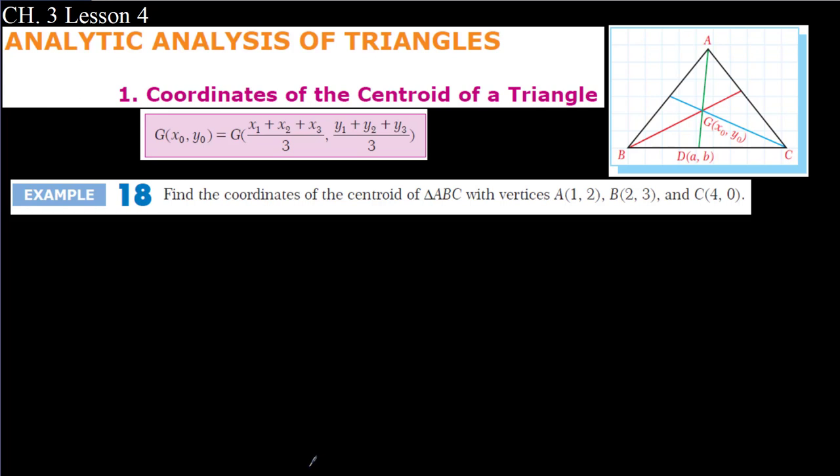Hi dear students, this is the fourth lesson about chapter 3. It is analytical analysis of triangles, and the first part of it is the coordinates of the centroid.